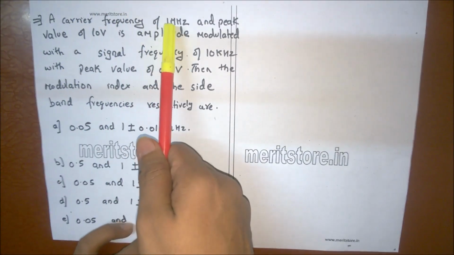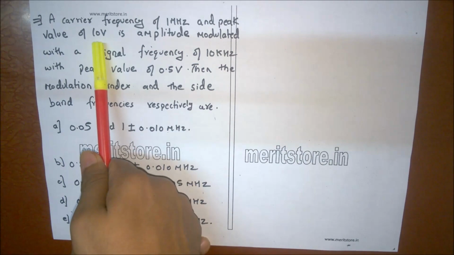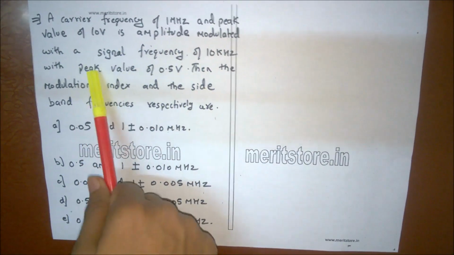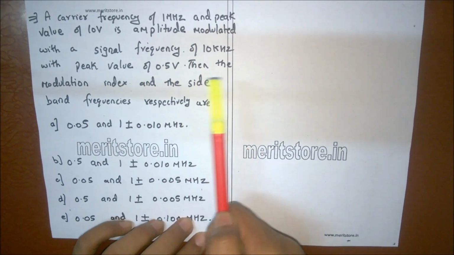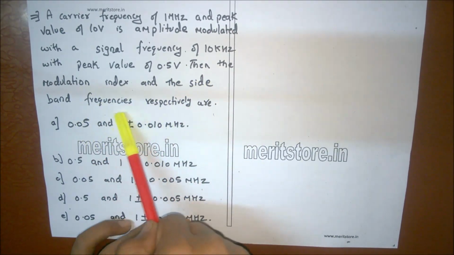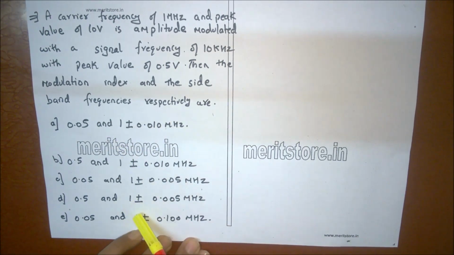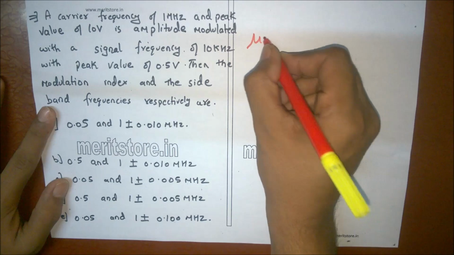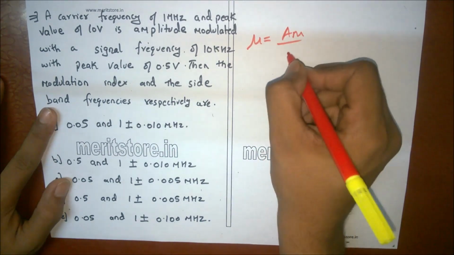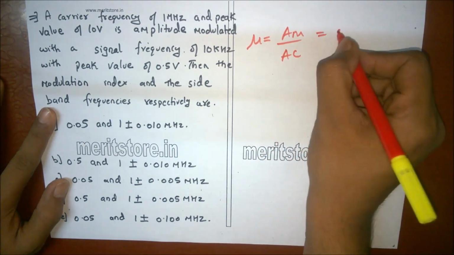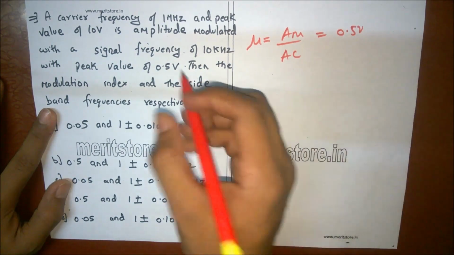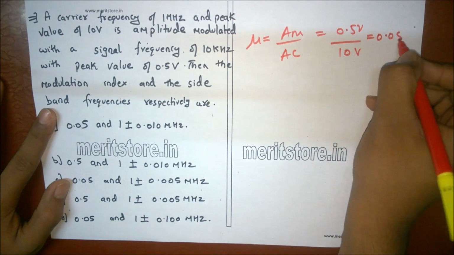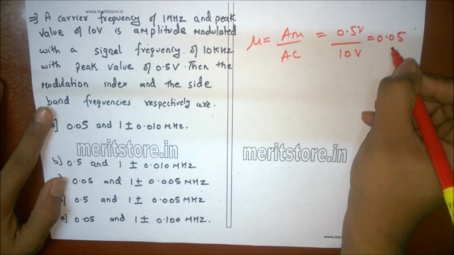A carrier frequency of 1 MHz and peak value of 10 volt is amplitude modulated with a signal frequency of 10 kHz with a peak value of 0.5 volts. Then the modulation index and the sideband frequencies respectively are, here are the options. Now, first we need to find out the modulation index, mu, which is equal to Am upon Ac. Am is given as 0.5 volts and Ac is given as 10 volts, so mu will be equal to 0.05. Therefore, mu is 0.05.